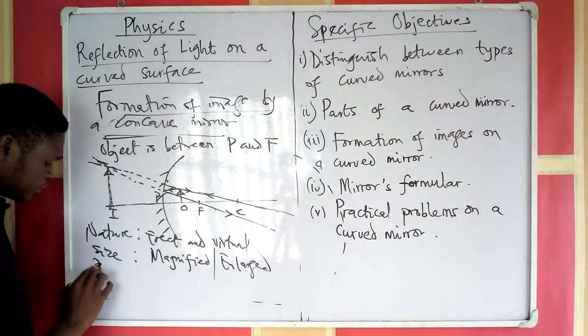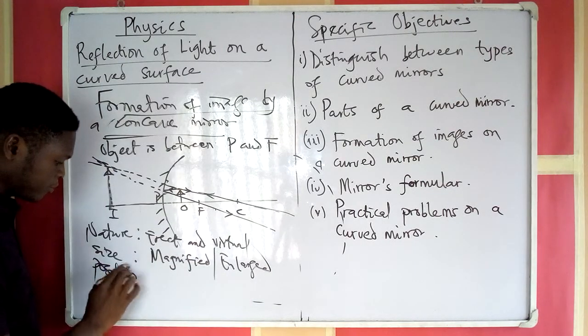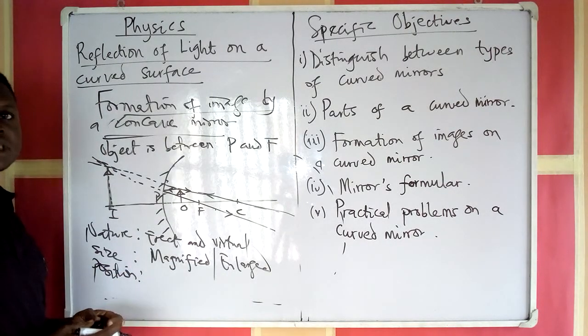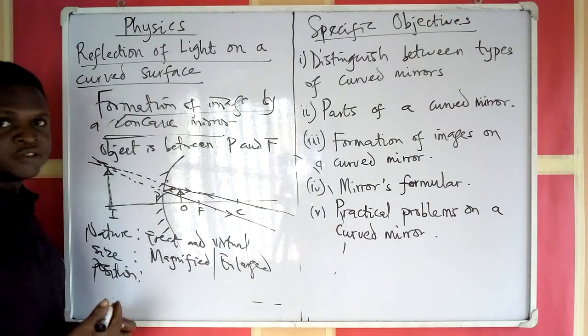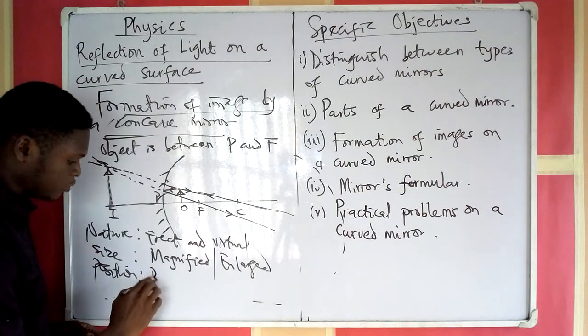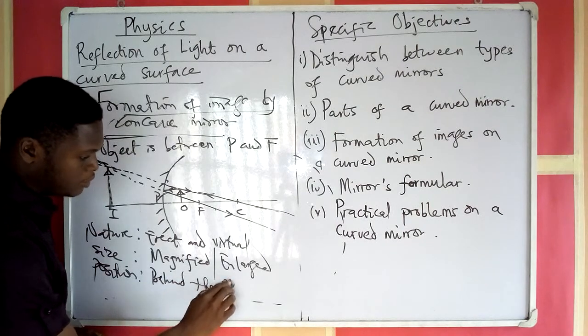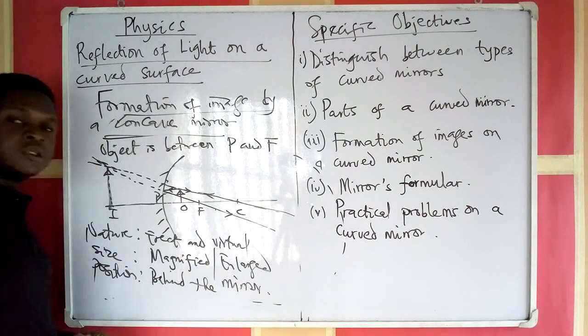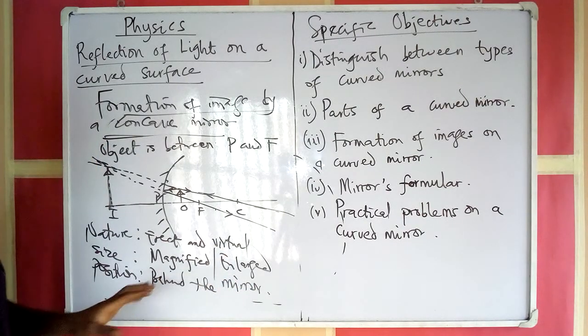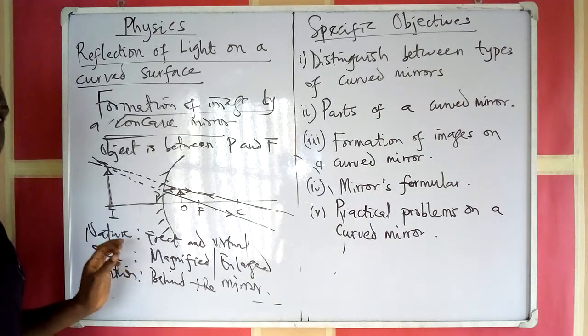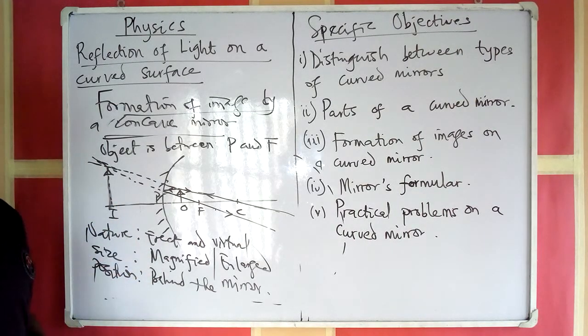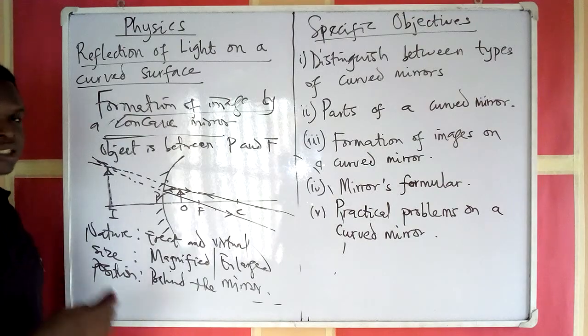Then finally, the position, because these are the things we talk about as the properties. The position is just for us to talk about where the image is formed. The image is formed behind what? The mirror. Behind the mirror. Please, you can pause at this level, take the notes and put down the properties so that we can go into the next one.